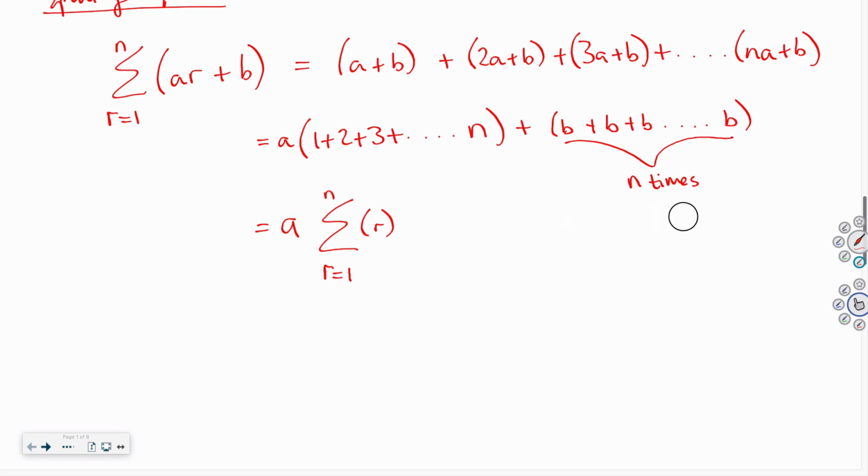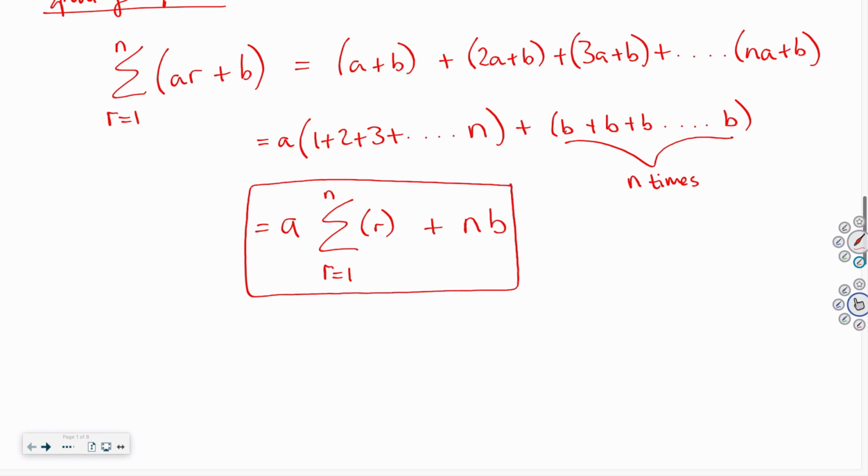And we're adding here b n times, so we can add on nb. And that's another generic result that we can use. So we can split the sequence up and make it a little bit easier for us to use if necessary. We can bring the a out to the front because it's just a constant, and we're doing 1 plus 2 plus 3 n times, so that's where we get this part of the sequence from. And then we're adding b to it n times, so n times b.